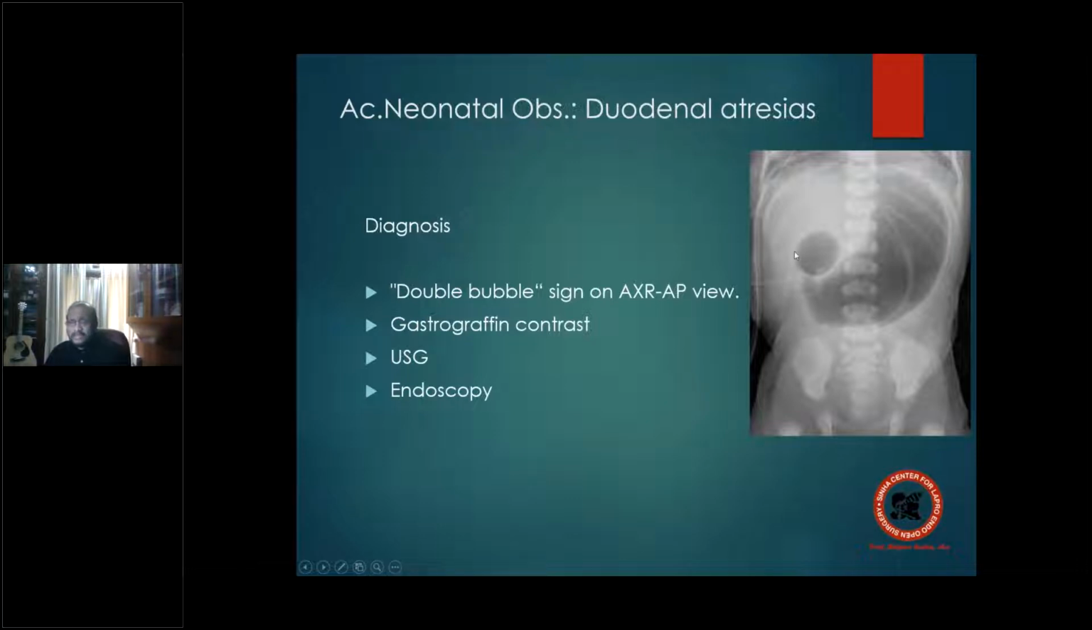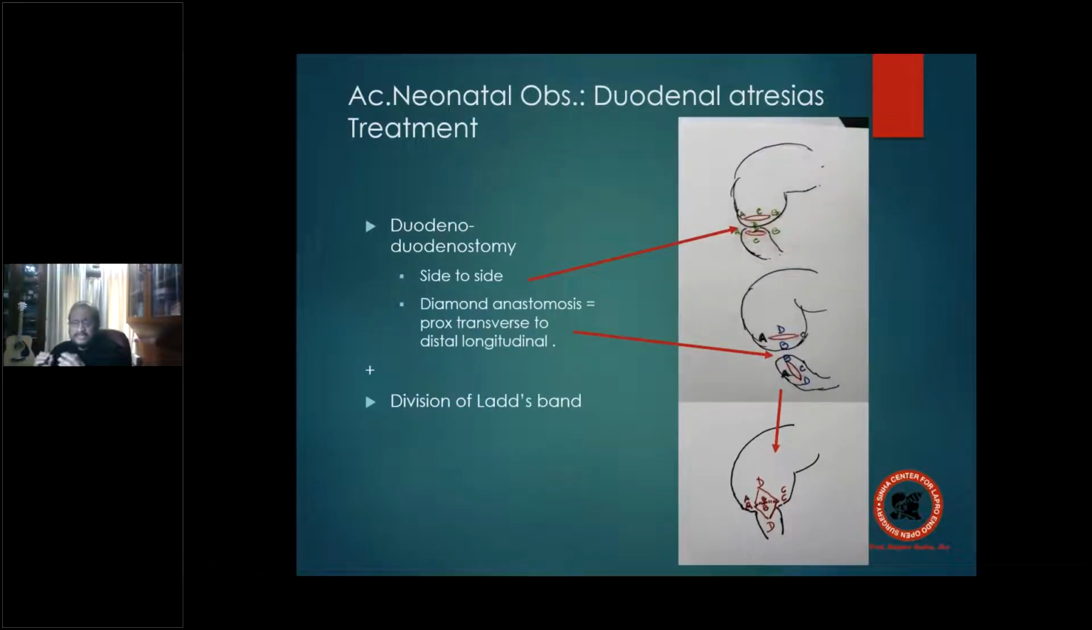So one gas bubble here, one here. That is known as the double bubble sign, seen on a plain skiagram. It will also be seen on a gastrograffin contrast study. It will also be seen on an ultrasound examination, and on endoscopy, you will find when you enter into the duodenum, it would be as if you're entering into a cave, a hugely dilated duodenum. How do you treat it? Simple.